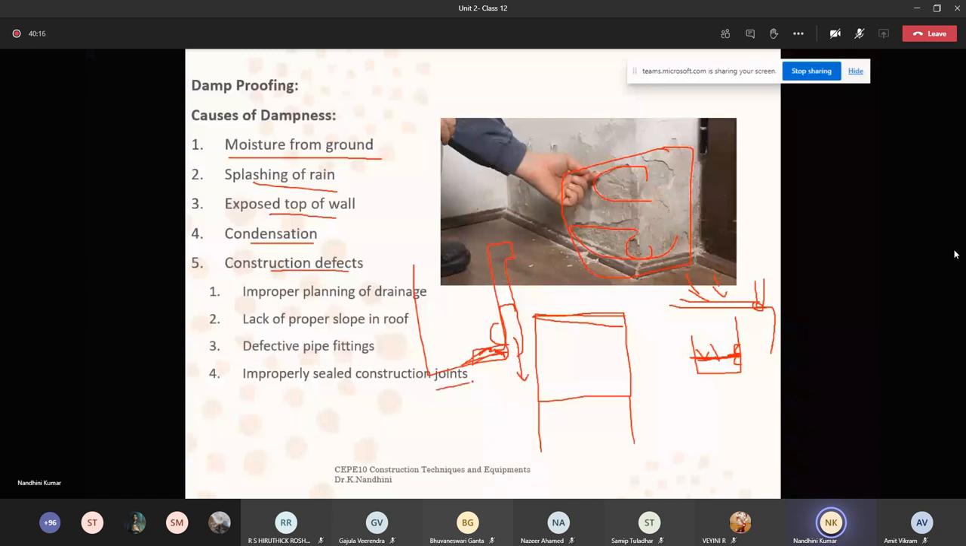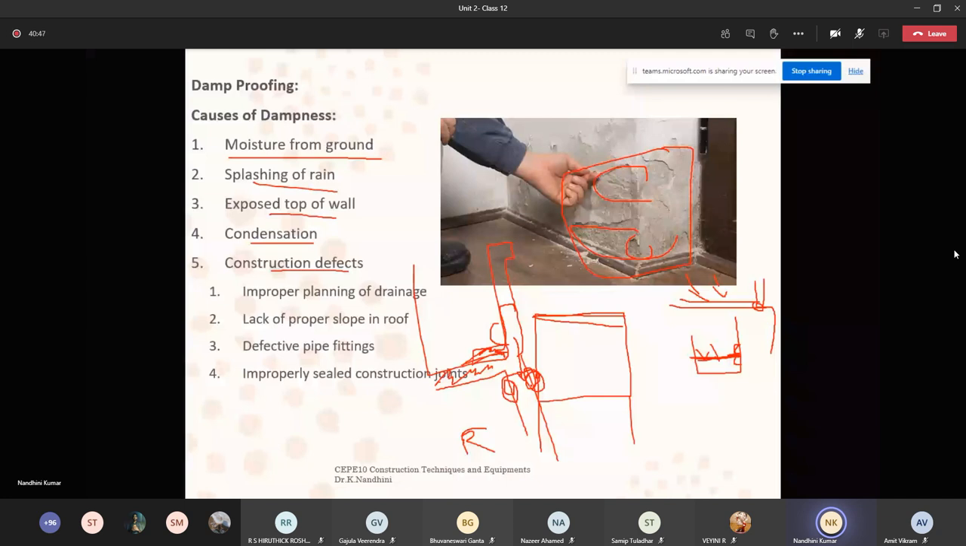Yes, this is your roof. This may be your room. Consider this as your room. This dampness you can experience in your internal wall or your external wall also. Do you agree with me? Are you all along with me? Yes, ma'am.